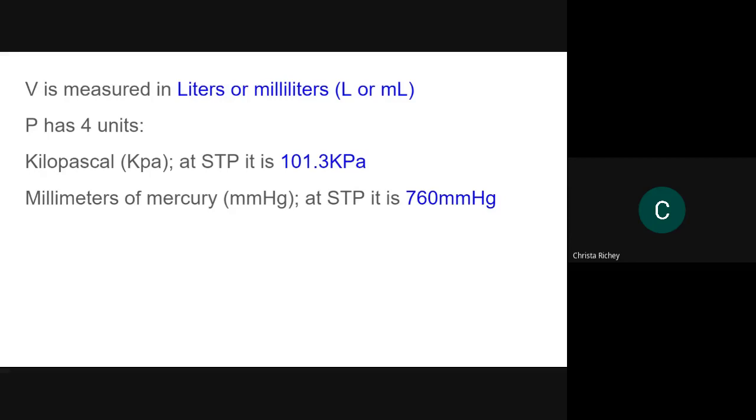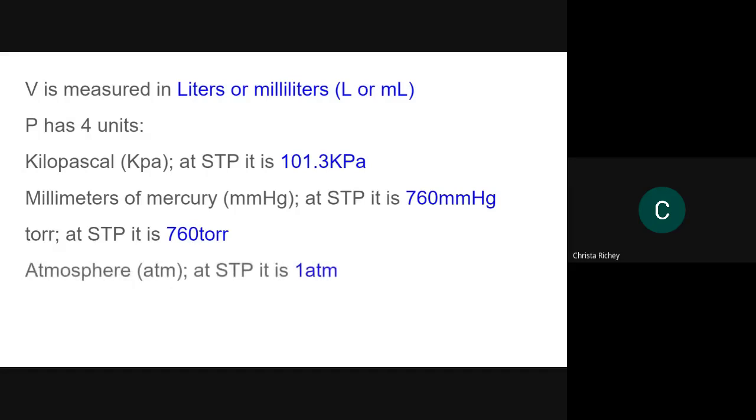Millimeters of mercury, and that's the symbol for mercury, is 760. There's kilopascals, which is written little k, big P, little a. And at standard temperature and pressure, its numerical value is 101.3. That is equal to 760 millimeters of mercury. It's also equal to 760 torr, and it's equal to 1 atmosphere.